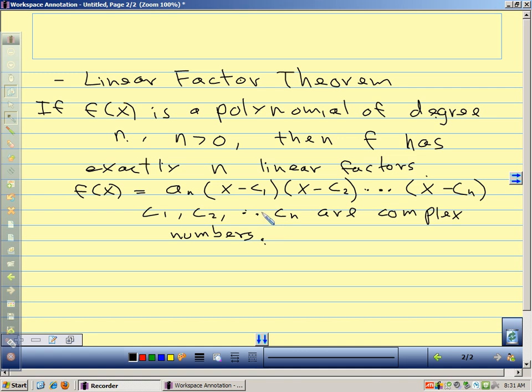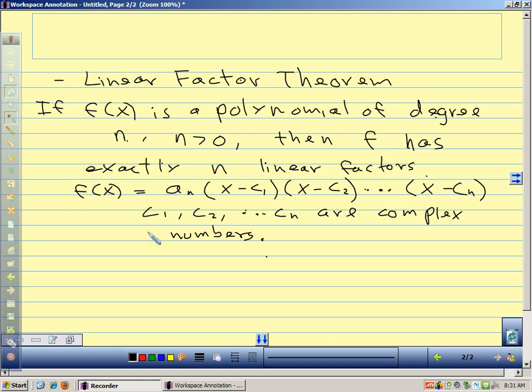If the imaginary part of our complex number happens to be 0, these c1, c2 could be real numbers. Real numbers are still part of the complex numbers. So the linear factor theorem is important because it tells us that we can factor a polynomial completely into linear factors. So if we have a third degree polynomial, we can factor it into 3 parentheses. If we have a fourth degree, we can factor it into 4 parentheses. We've been working with quadratic equations where we end up with 2 parentheses, but any polynomial we can factor into n parentheses if its degree is n.